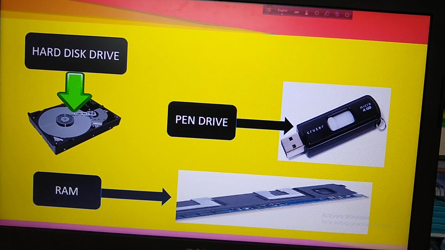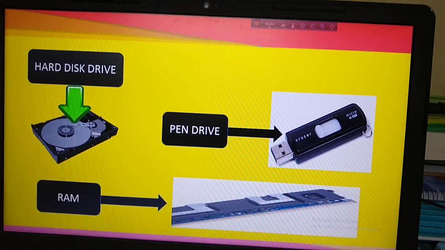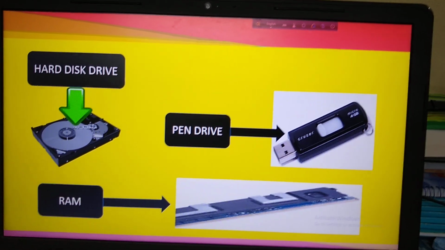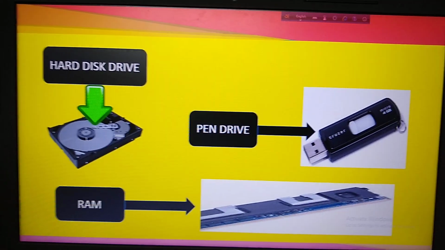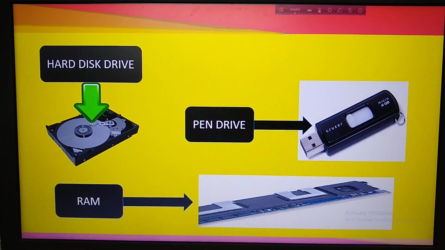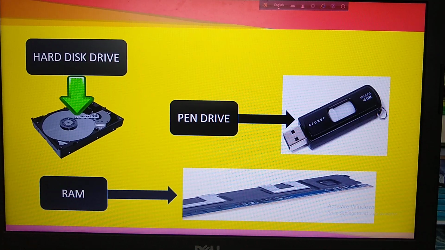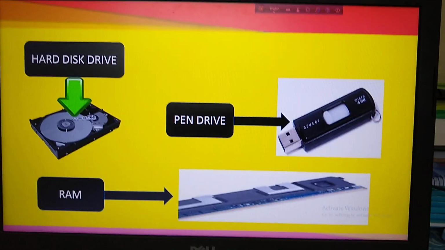Its meaning is random access memory. The short form of random access memory is RAM, and that is the hard disk. The hard disk is a secondary storage device. That means if we save any data or information in a hard disk, then later we can use this data when we need it.